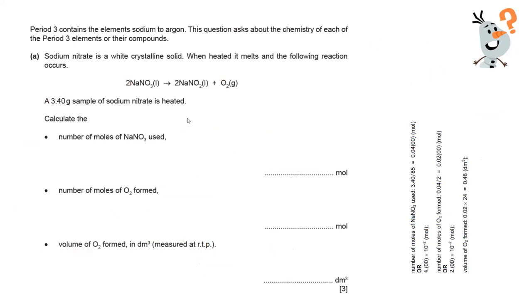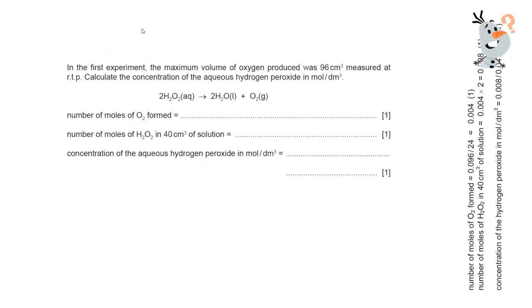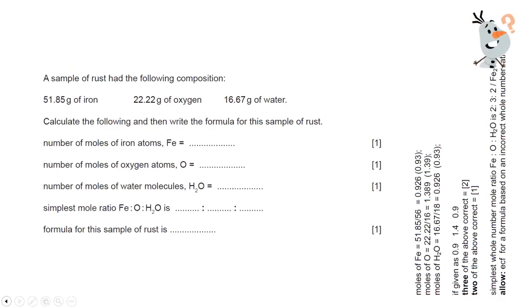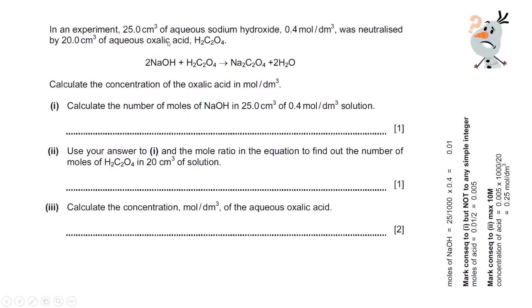As you can see in the previous question, to solve the first part, we use a formula. To get the second part, we use a ratio. Then to solve the third part, we use a formula. Same way, in another question, this question which we already solved, to solve the first part, we use a formula. To solve the second part, we use a ratio. To solve the third part, we use a formula.